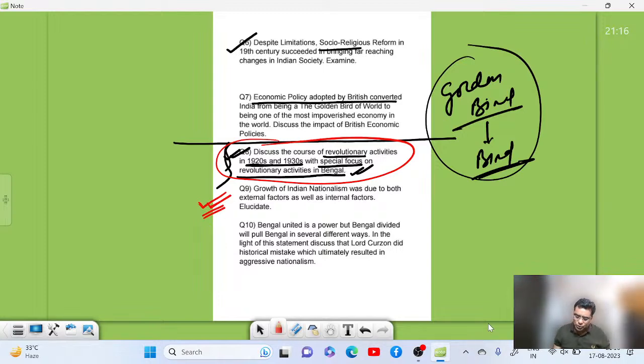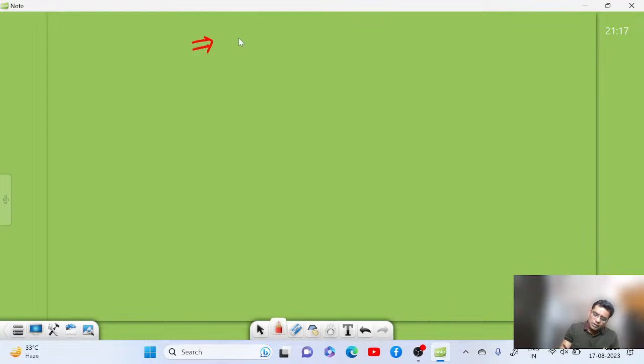Growth of Indian nationalism was due to both external factors as well as internal factors. India is a country which is called a nation in the making, or we are still under the process called nation building. India had a long history of being geopolitically united. Geopolitical unity of India is not a new thing. We have geopolitical unification during the Great Mauryan Empire, and during the time of the Mughals. So it is not for the first time that the British created the geopolitical unity of India.